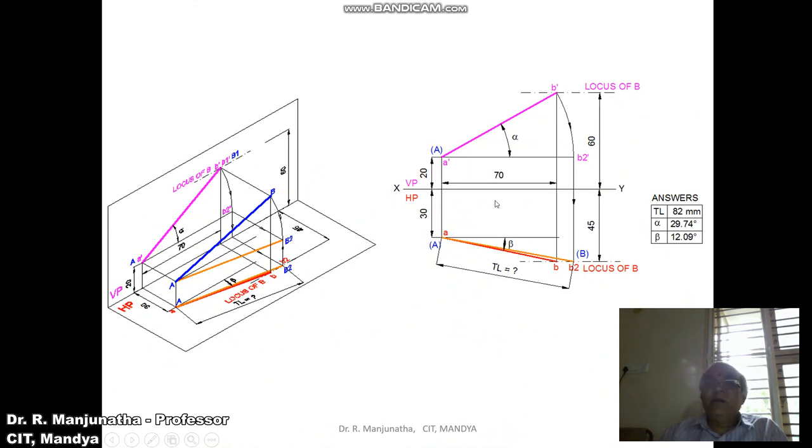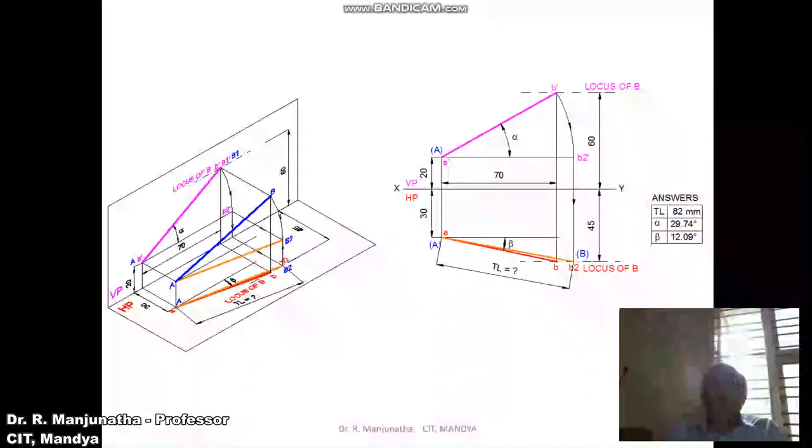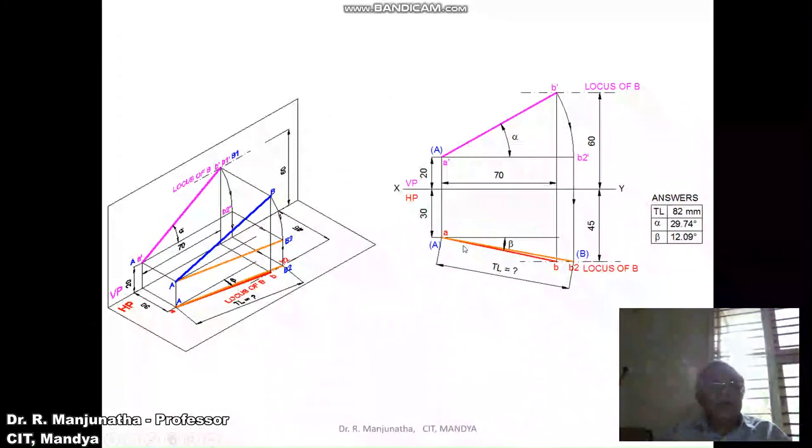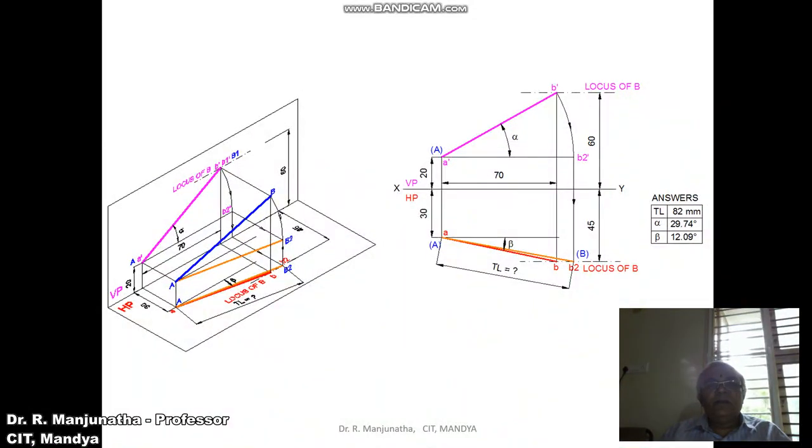That means if the front view line is given, we can find out the true length in the top view. If the top view line is given, then we can find the true length in the front view. So this is how we will be able to analyze the problem in 3 dimensions. And now, stepwise, we will go to solve this problem in the sketchbook.